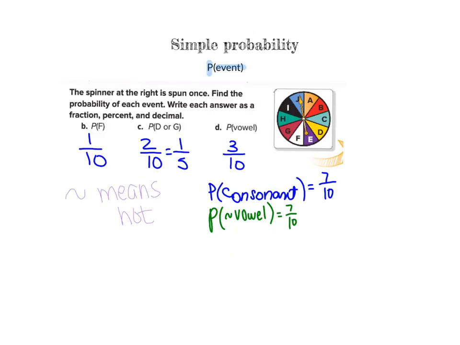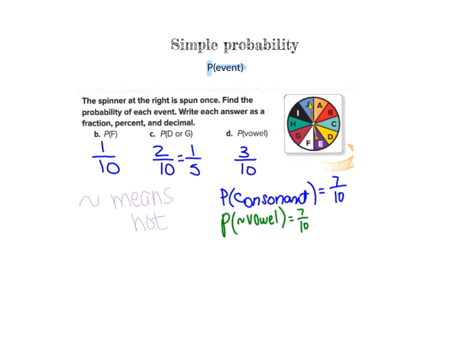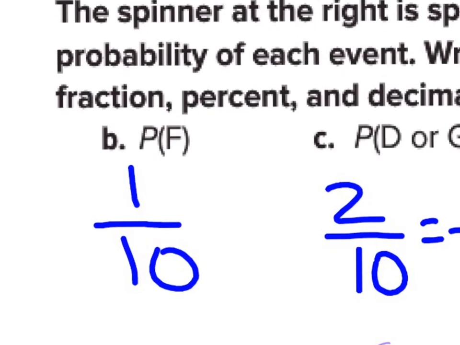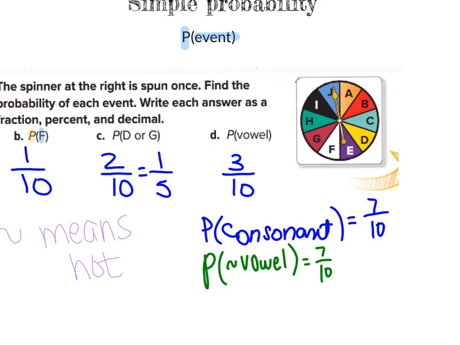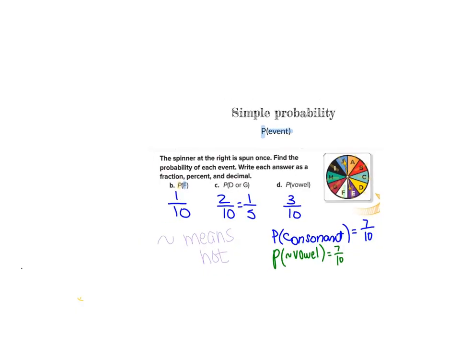We're going to do one more example. The spinner at the right is spun once. Find the probability of each event. Then write the answer as a fraction, percent, and a decimal. So here we have fractions. Here it's saying the probability that they're going to spin an F. It's 1 out of 10 because there are 10 letters, 1, 2, 3, 4, 5, 6, 7, 8, 9, 10, and only one of them is an F. That is why it's 1 out of 10.